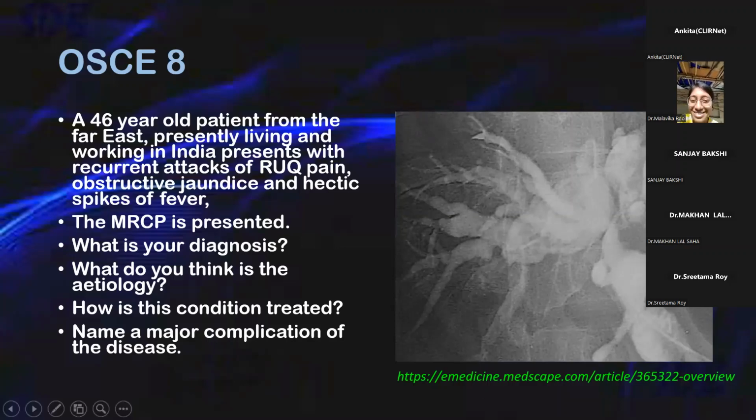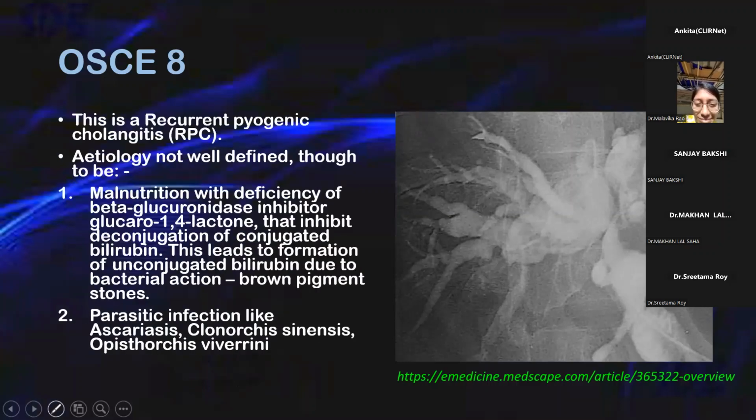No. No, this is a condition that affects us from Asia. That's actually recurrent pyogenic cholangitis. The etiology is not well defined, but some people think it might have something to do with malnutrition, where you have one of the deficiencies of the enzymes that inhibit deconjugation of conjugated bilirubin, so that you have pigment stones forming in the bile ducts.